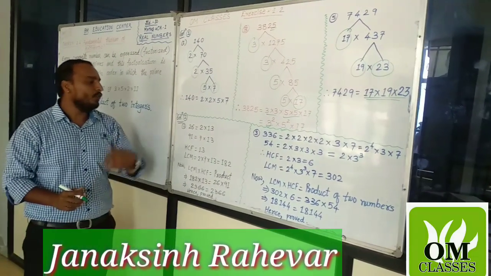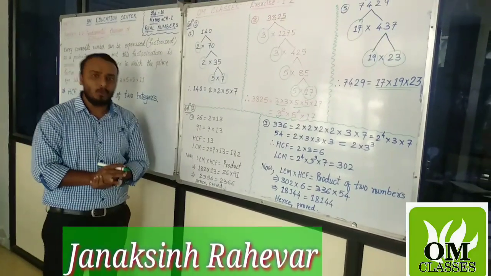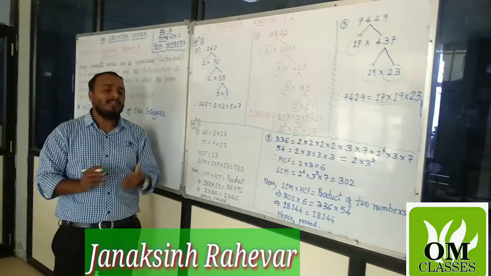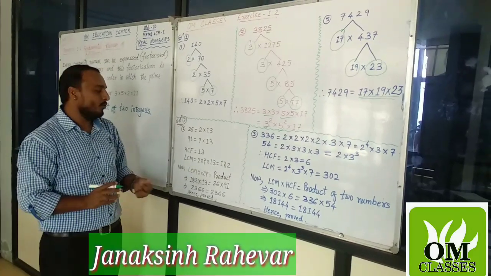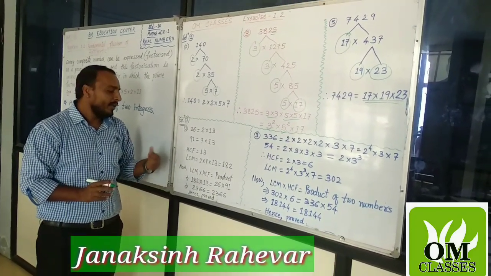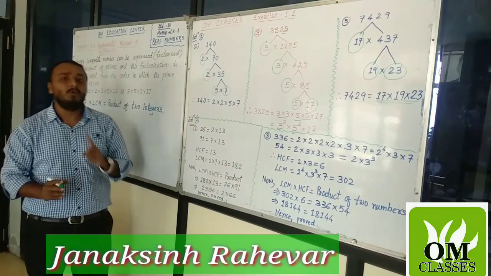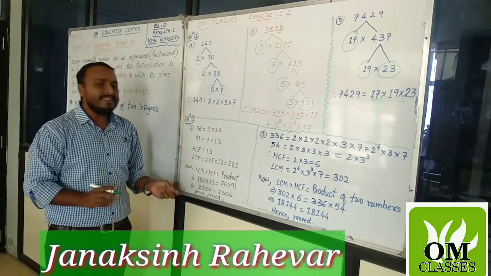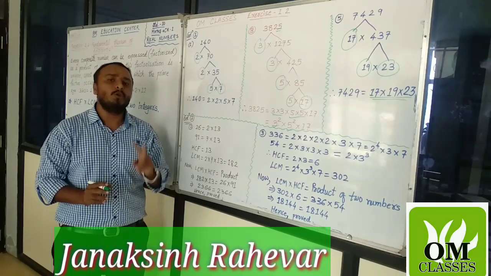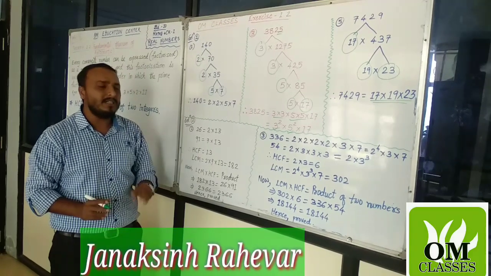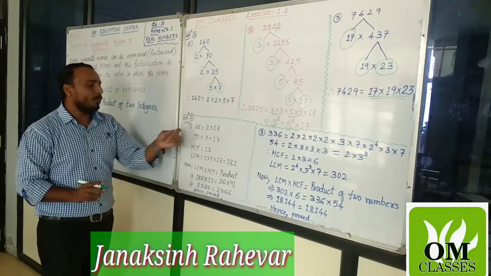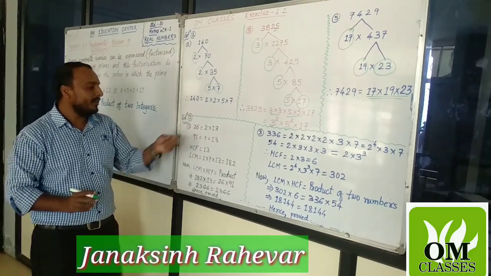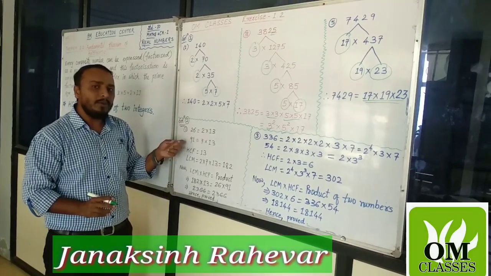Now let's move to question 2. In question 2, you have to find the prime factors of the given numbers, find the HCF and LCM, and verify, that is prove, that HCF into LCM is equal to the product of the two numbers. The first question has two numbers given, 26 and 91.